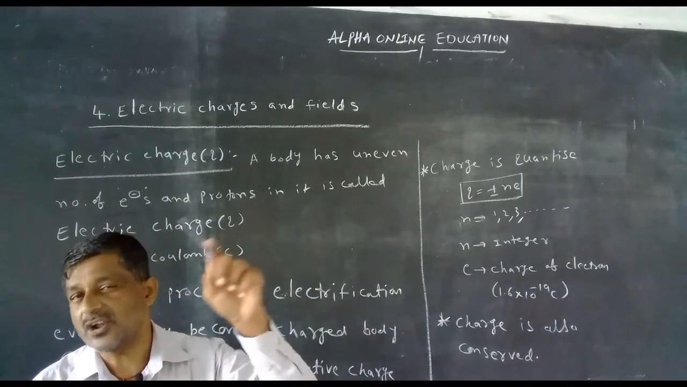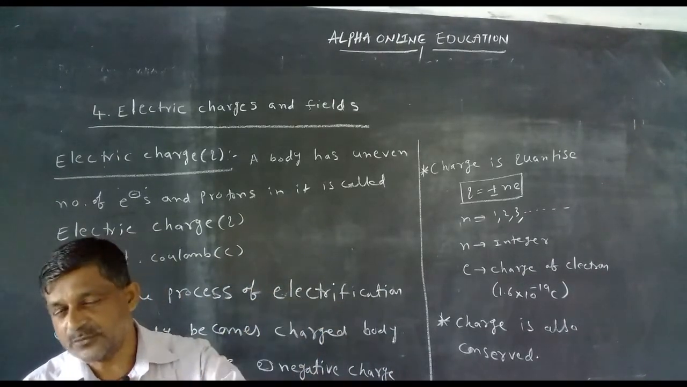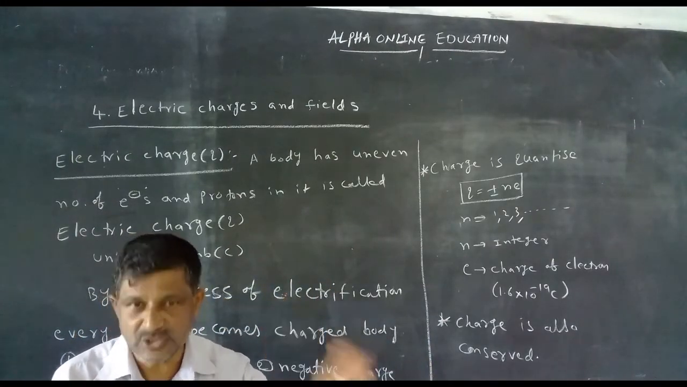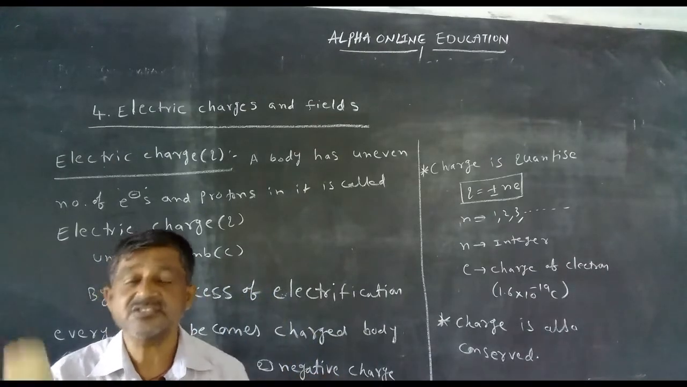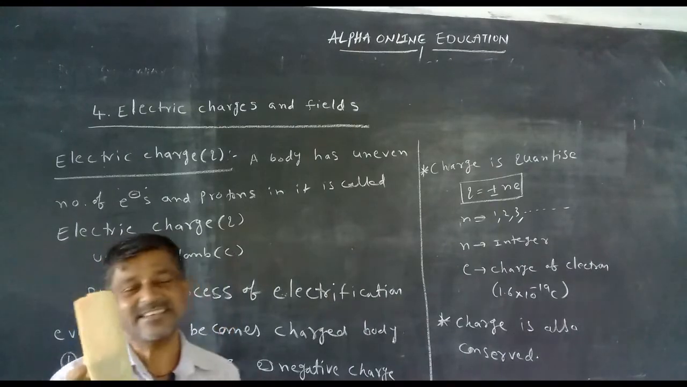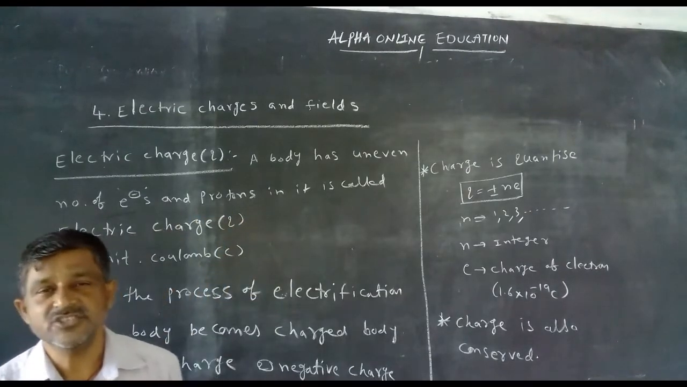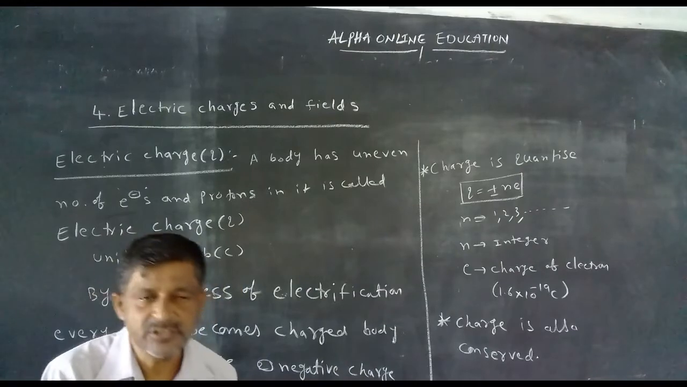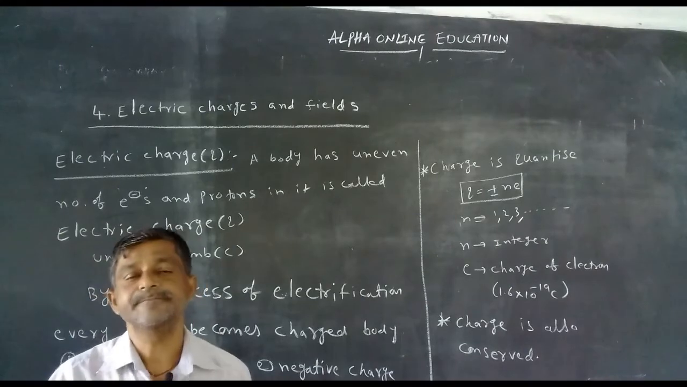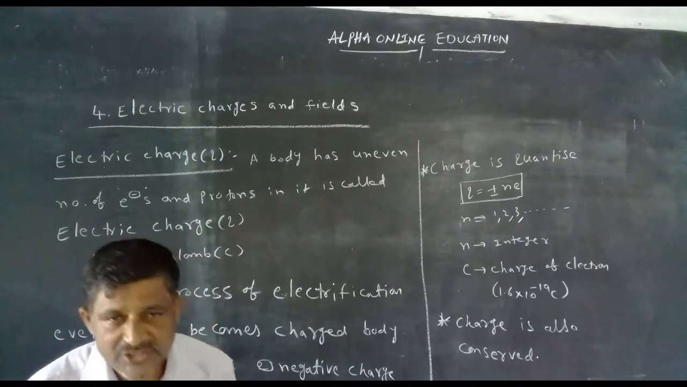Why? Electrons are lost. In the beginning, electrons and protons are the same, but electrons are transferred. The electron number decreases compared to the protons. That's why it becomes a positive charge. If it loses the electrons, this object gains the electrons. So in this one, the electron number is increased compared to the protons, and now it becomes a negative charge. That's why charges are of two types: negative charge or positive charge, negative charged body or positive charged body.